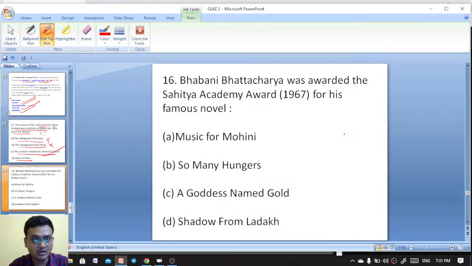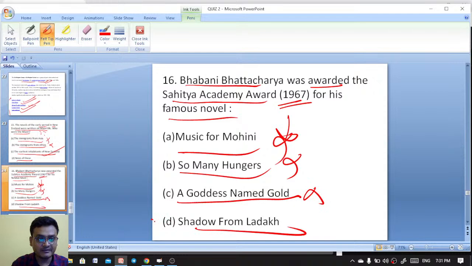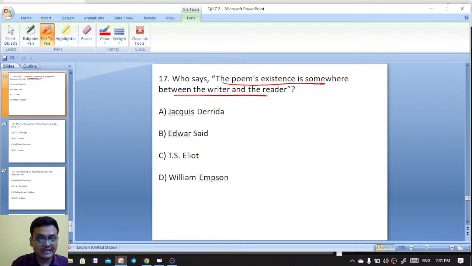Bhabani Bhattacharya was awarded the Sahitya Akademi Award in 1967 for his famous novel Music for Mohini, So Many Hungers, A Goddess Named Gold, Shadow from Ladakh. Bhabani Bhattacharya has written Shadow from Ladakh. For this novel, he was awarded the Sahitya Akademi Award in 1967. Who says the poem's existence is somewhere between the writer and the reader?